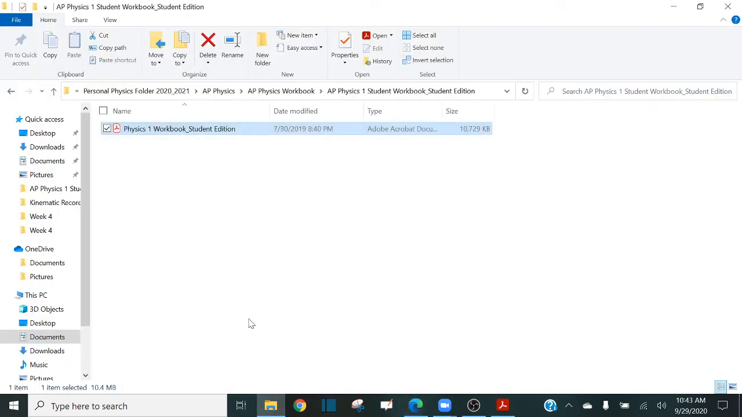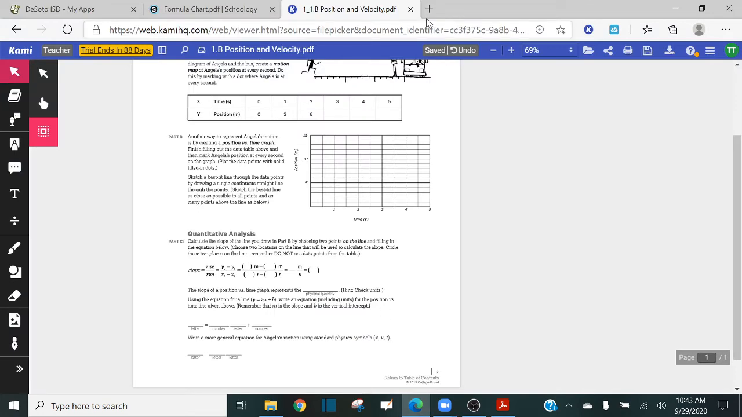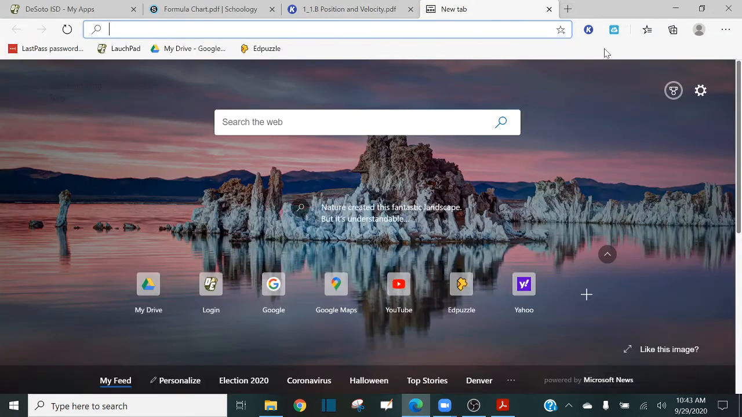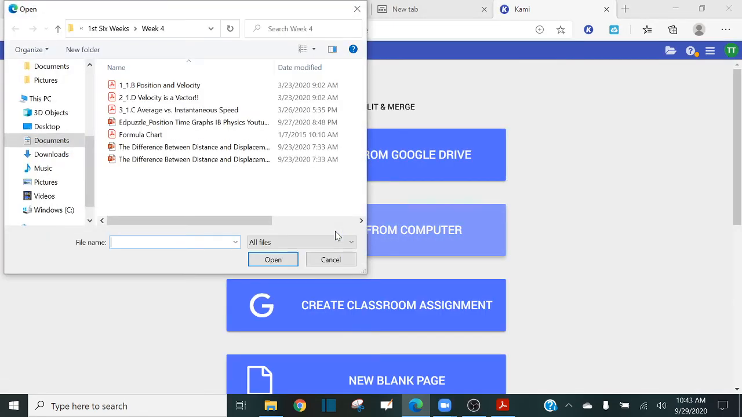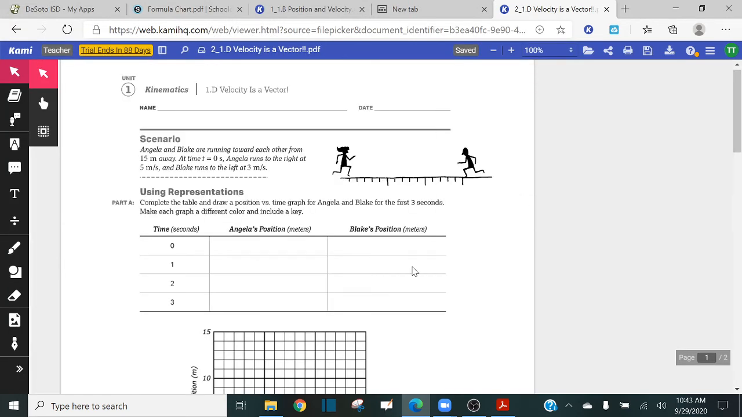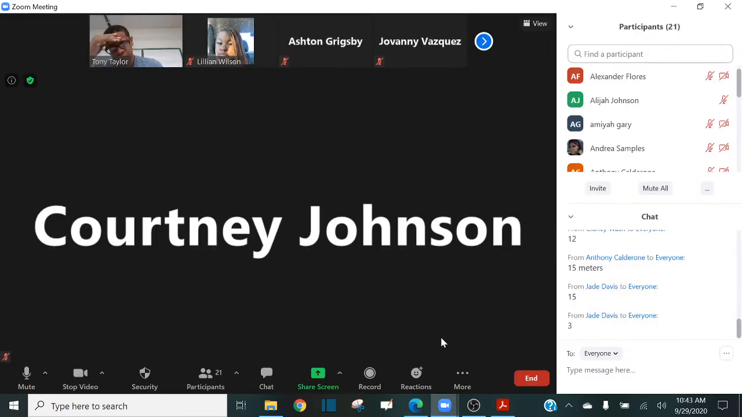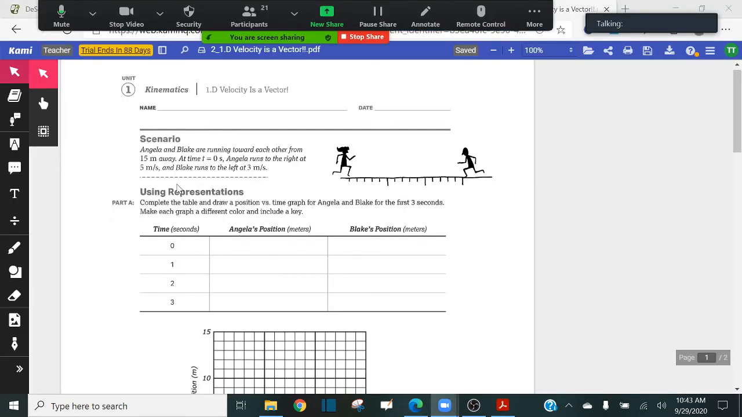Okay, now I want to get you guys started on the second worksheet that I have posted in Schoology. And again, all of these worksheets are taken from the workbook designed by the College Board. Okay. Now, this is an interesting one right here.